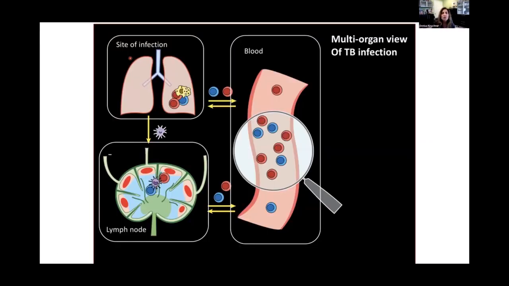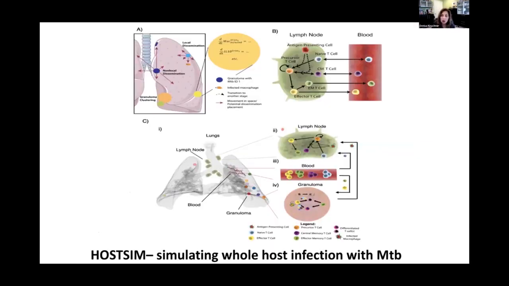Of course, I've been talking to you about the site of infection, but there are lymph nodes and blood involved. And so we've built a model now called HostSim, where not only do we have lungs, these lungs were taken from CT scans and XYZ coordinates translated.